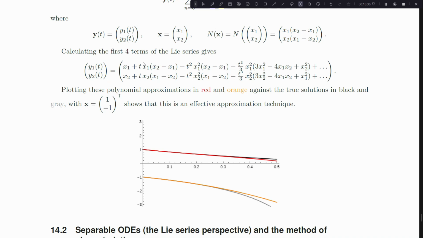So your computer iterates on the Lie series pretty quickly, and you get a fairly nice approximation in no time at all with the Lie series. So that's the Lie series in generality. And then we'll see some application examples in the next section.